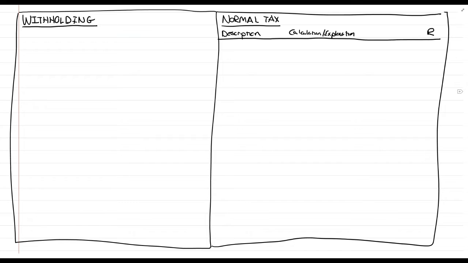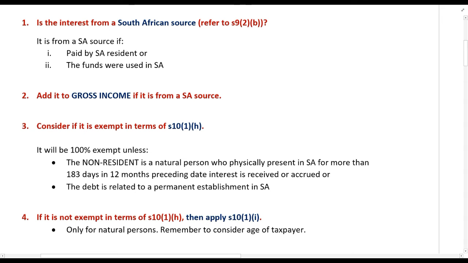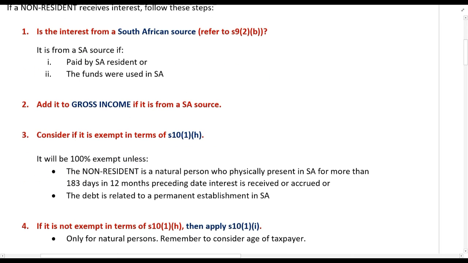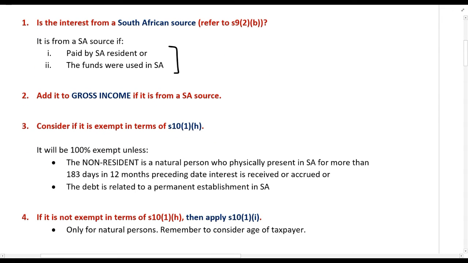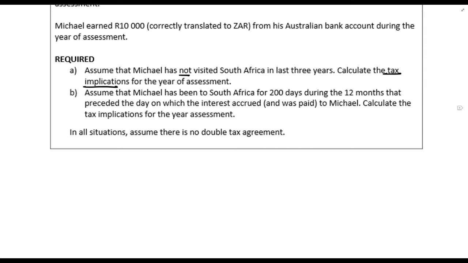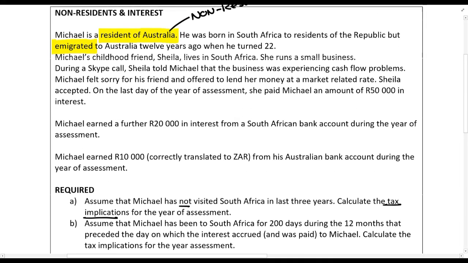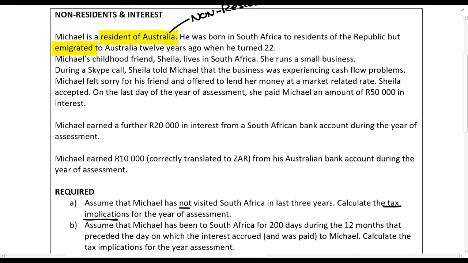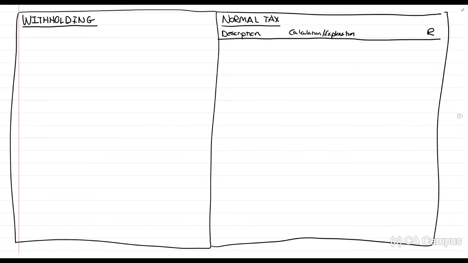So, when we are now looking at this, we are going to start with our steps. The first thing we're going to ask ourselves is, is it from a South African source? So was it paid by a South African resident, or were the funds used in South Africa? Now, if we look at Sheila, Sheila is a South African resident. She paid the 50,000, so it's definitely from a South African source. It was also used in South Africa. But the fact that she's already a resident, that's an easy one to identify. So we go to our normal tax section.